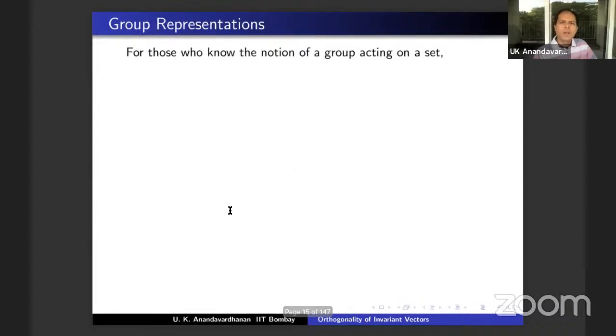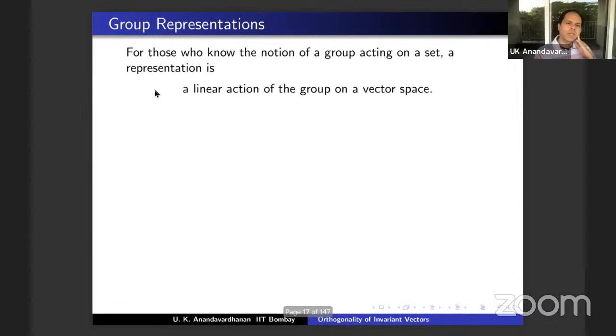For those students who know the notion of a group acting on a set, maybe a better way to define a representation is just to say that it is a linear action of the group on a vector space.